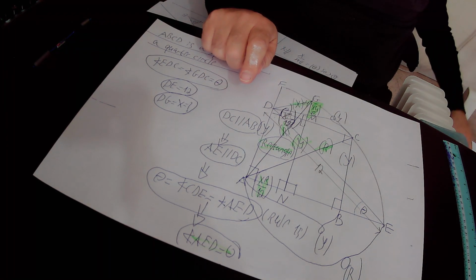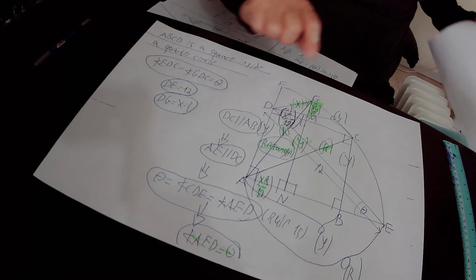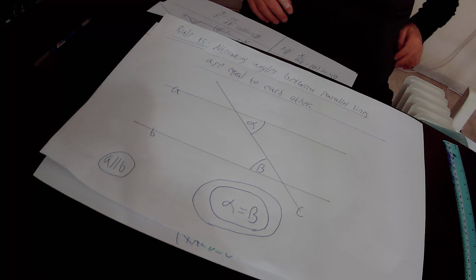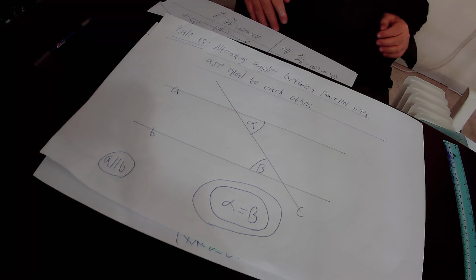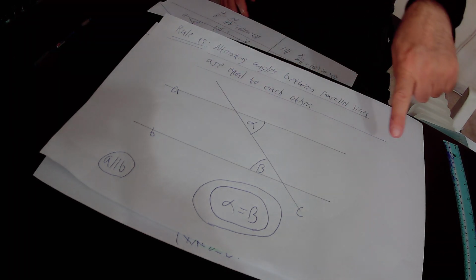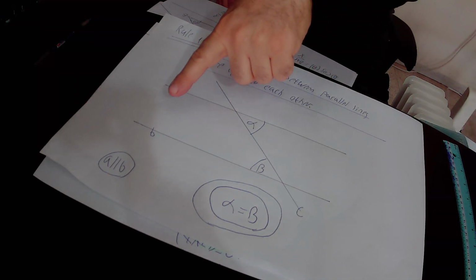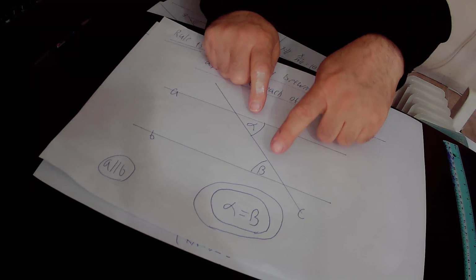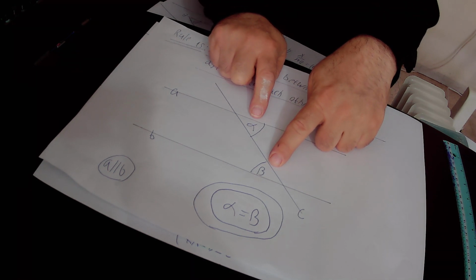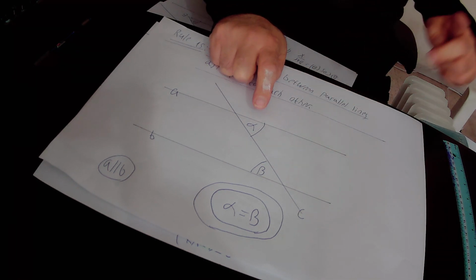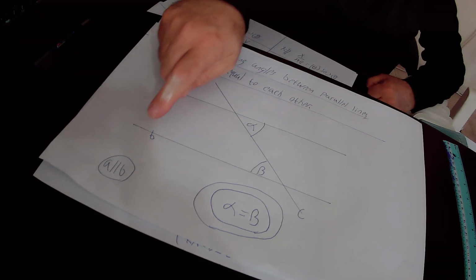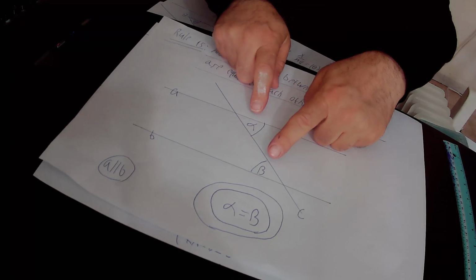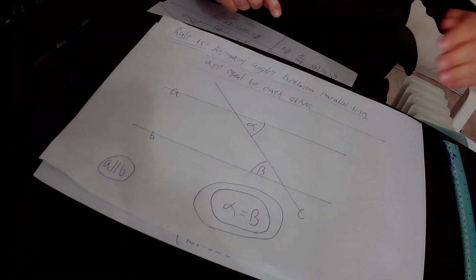Here we can apply rule 15 in this drawing. According to rule 15, alternating angles between parallel lines are equal to each other. So you have here line A that is parallel to line B. In addition, we have those two angles, alpha and beta. They are alternating angles located between the parallel lines A and B, and therefore they are equal to each other. That is to say, alpha equals beta.